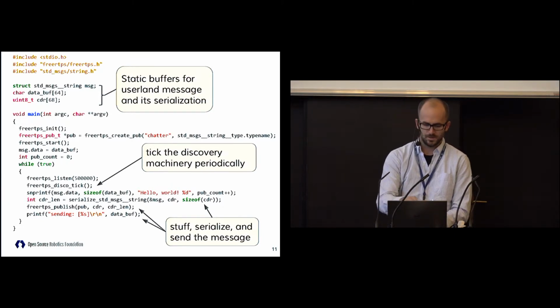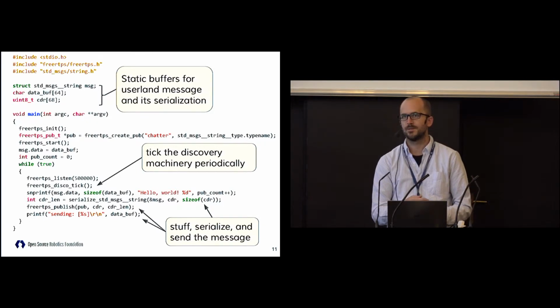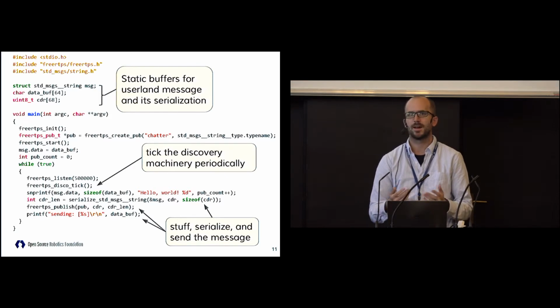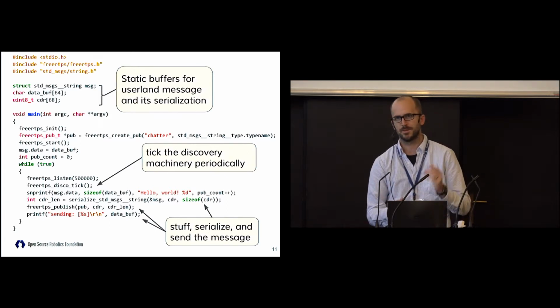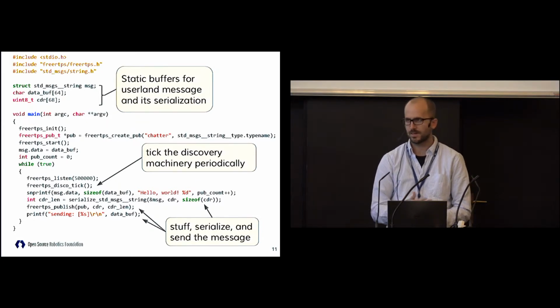So there's some initialization stuff that starts up, and then that second call-out there, we tick the discovery machinery. So that's how RTPS finds these other nodes, this multicast UDP machinery. Essentially, they send out packets on the wire and say, hi, what's your name? Here's my name. Here's how you find me. So that needs to happen on the order of every second or so.